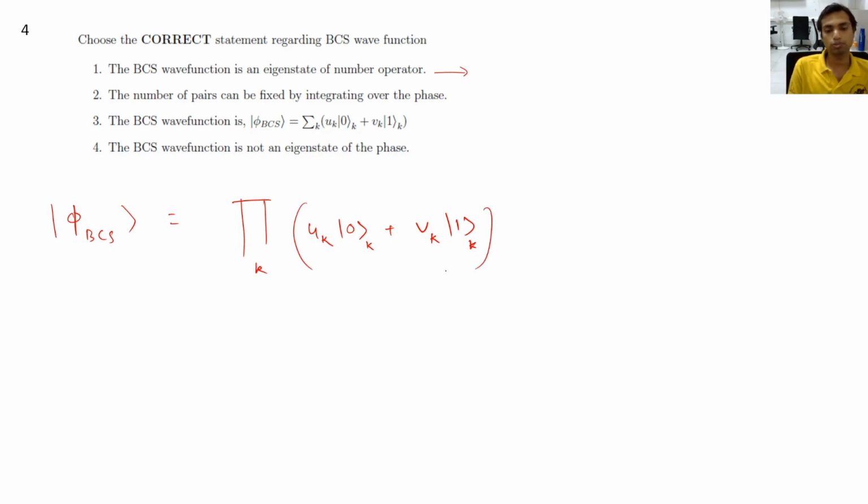So we have to take the product of all such possible Cooper pairs, and this k runs over a number of values of the order of 10 to the power 23, or Avogadro's number. So this is a multi-particle wave function, and uk square plus vk square has to be 1. So this is the constant of normalization.